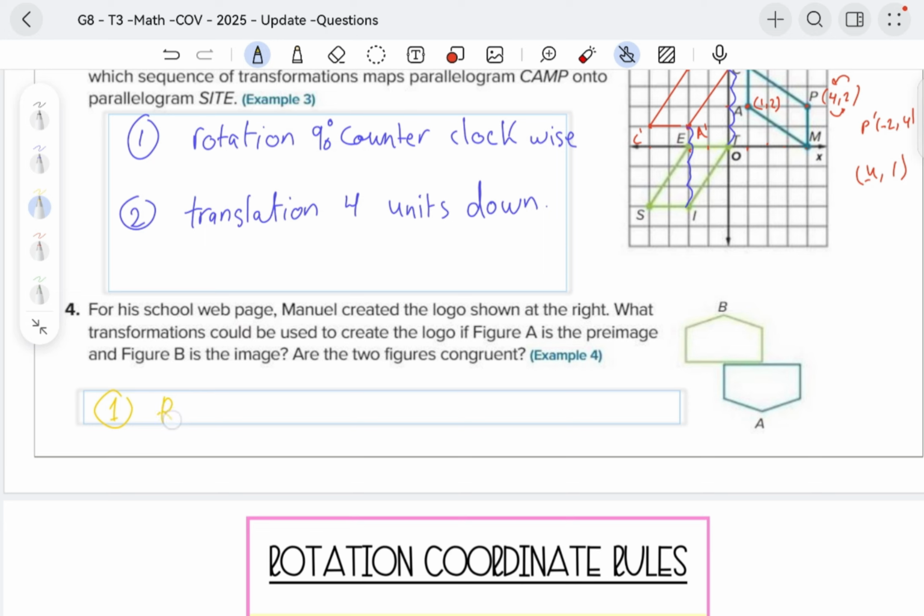I will say we have a reflection across a horizontal line and then translation.